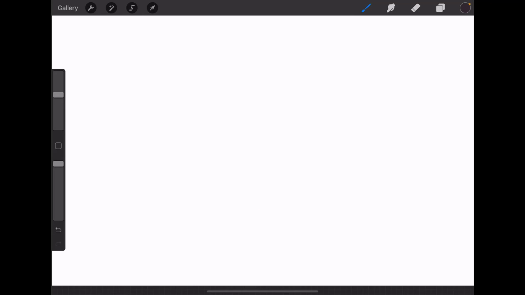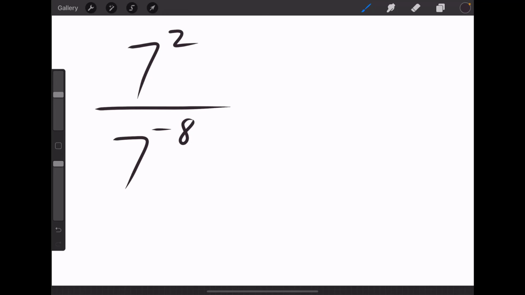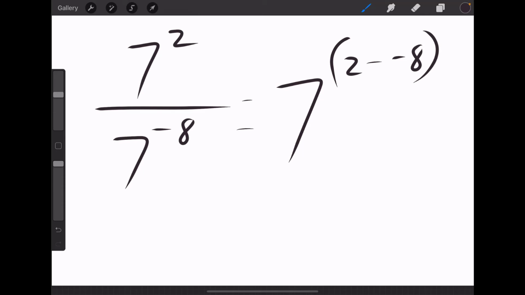This next expression is number 14 on your worksheet. It's 7 squared over 7 to the negative 8th power. So first we'll apply our quotient of powers property. So that's going to say 7 to the 2 minus negative 8 power. 2 minus negative 8 is the same as saying 2 plus 8, if you recall from when we learned about integers. That would be 7 to the 10th power.